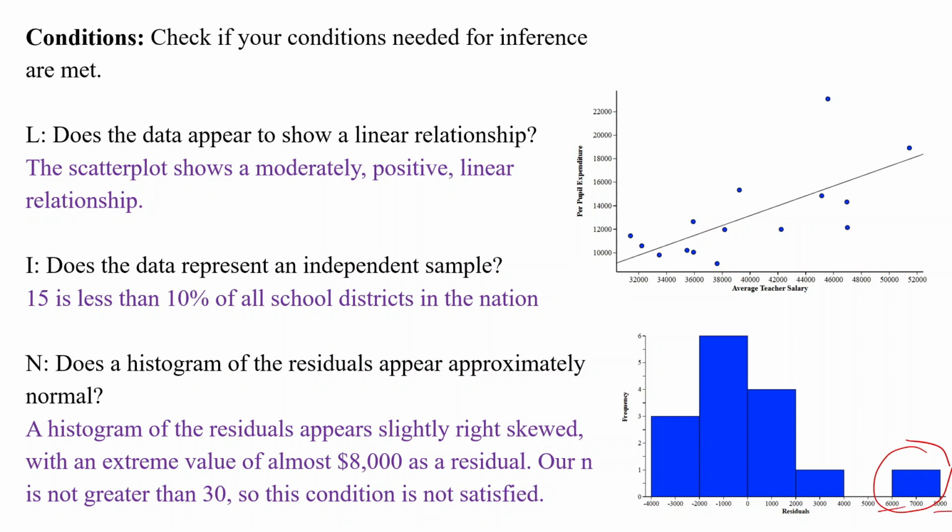So if we do have skewness or outliers, we want to draw attention to it, and the condition can still be satisfied if N is larger than 30. So if there's skewness or outliers, our condition still can be met, but unfortunately our N was 15. So because N is not greater than 30, this condition is not satisfied. So you see I put down that commentary, and we draw attention to it. This condition is not satisfied. We still want to go on, check conditions, and actually construct the confidence interval. But in a 4-step process, if you ever run into this, please draw attention to it.